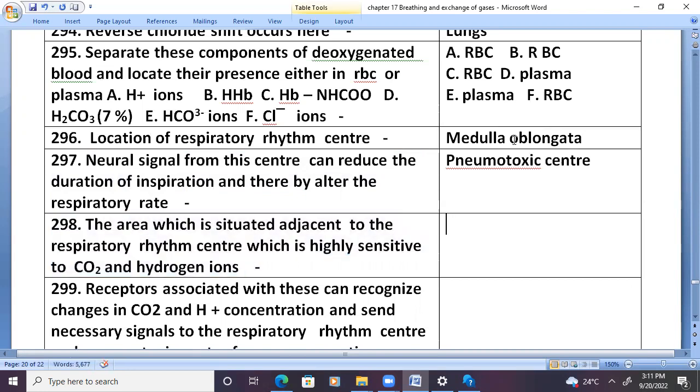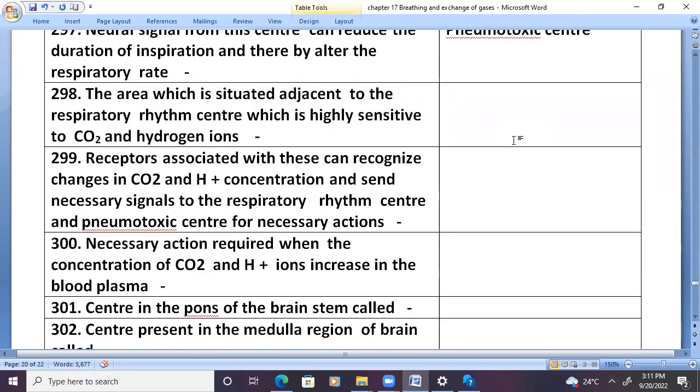The area which is situated adjacent to the respiratory rhythm center, which is highly sensitive to carbon dioxide and H+ ions, is the chemosensitive area. Receptors associated with these can recognize the changes in carbon dioxide and H+ ion concentration and send necessary signals to the respiratory rhythm center and pneumotaxis center for necessary action. Here it is, aortic arch and carotid artery.